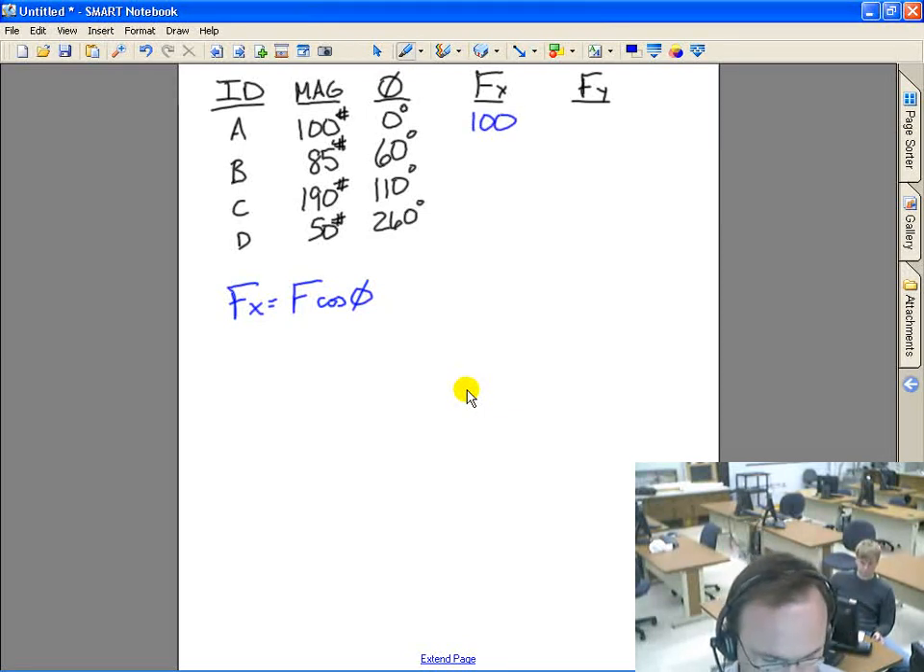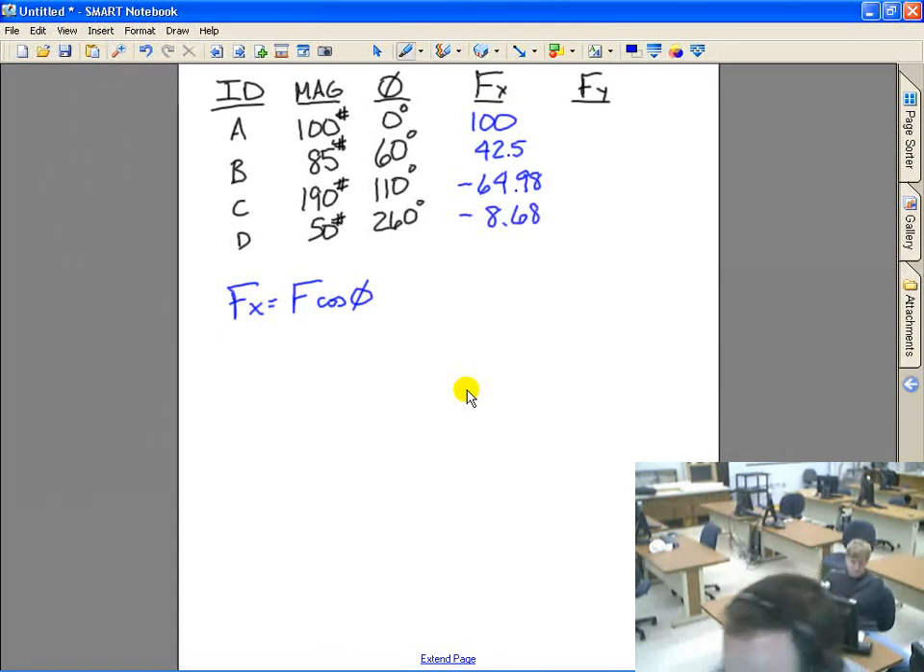85 times the cosine of 60 is 42.5. 190 times the cosine of 110 is negative 64.98. And 50 times the cosine of 260 is negative 8.68. And does that make sense?